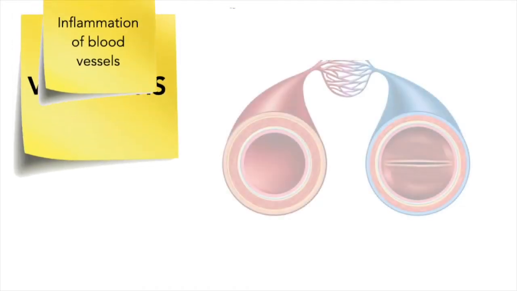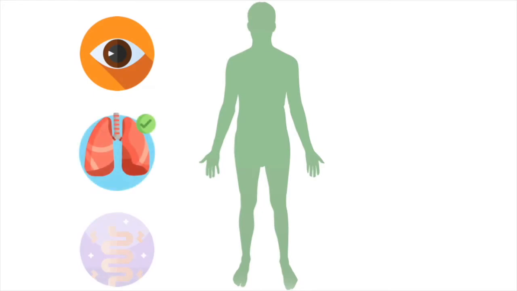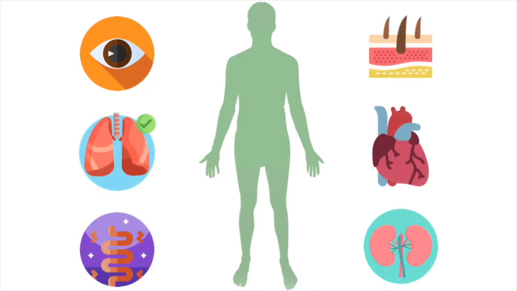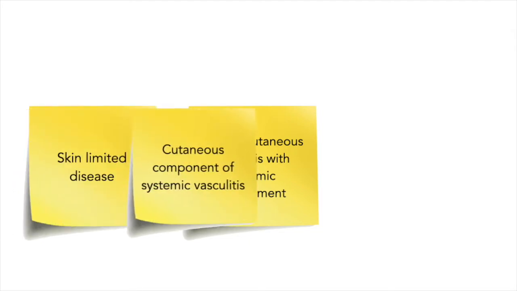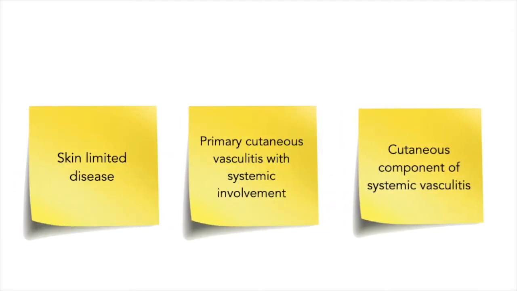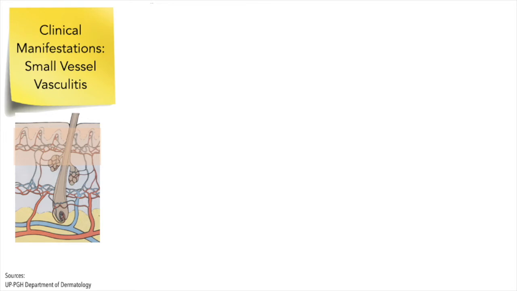Vasculitis is characterized by the inflammation of blood vessels. It may occur in any organ system of the body. Cutaneous vasculitis, the lesions of which are polymorphous, can be skin-limited disease, primary cutaneous vasculitis with secondary systemic involvement, or a cutaneous component of a systemic vasculitis. Generally, the size of vessel involvement correlates with clinical morphology.